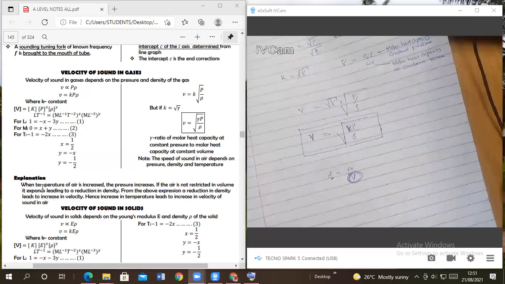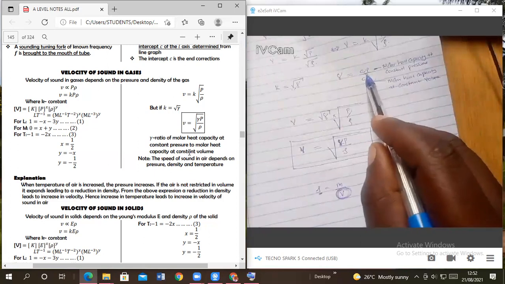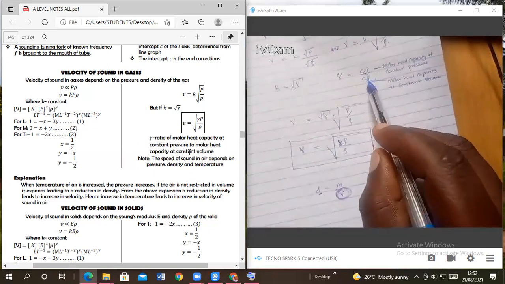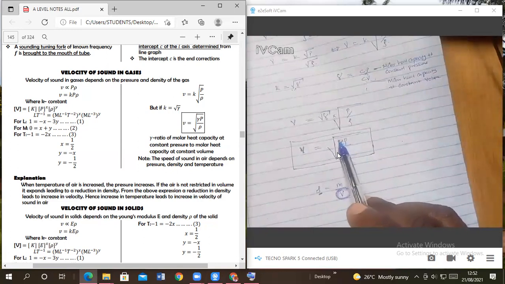So we have derived this. This letter is gamma, down in the square root. It is the ratio of the molar heat capacity at constant pressure to the molar heat capacity at constant volume, Cp over Cv. Normally these ratios are given, they are constants. So you find the ratio between the molar heat capacity at constant pressure and at constant volume. We have derived V is equal to this ratio times the pressure divided by the density.